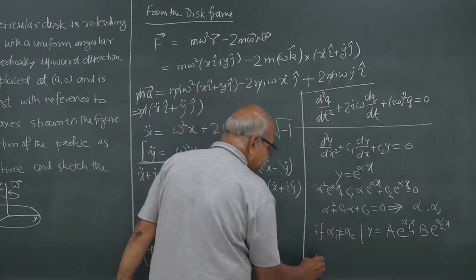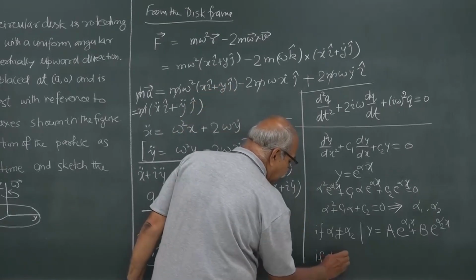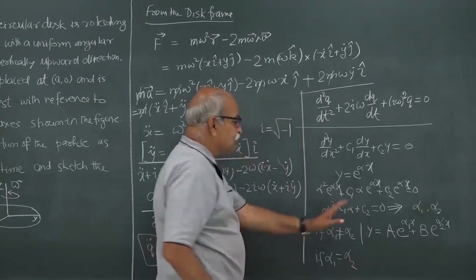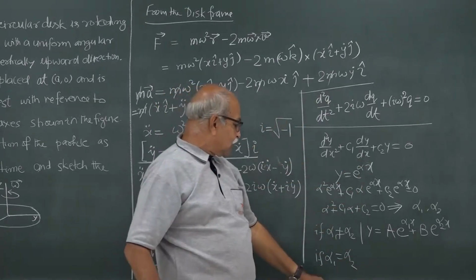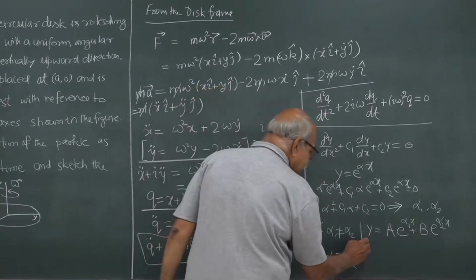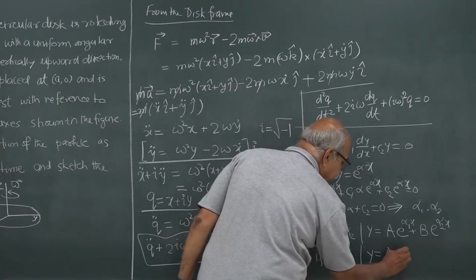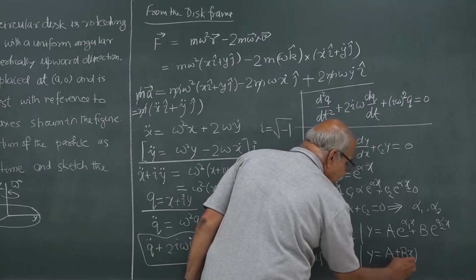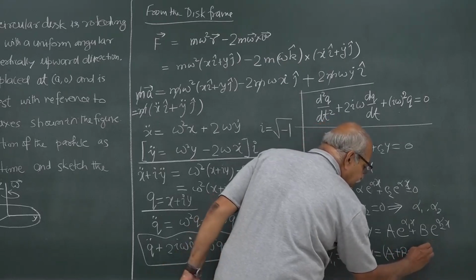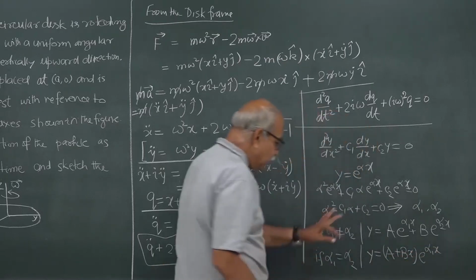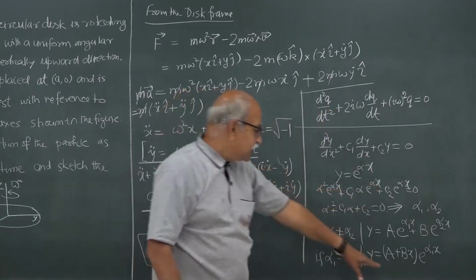But if alpha 1 is equal to alpha 2, that happens when your discriminant is 0 and all that. If that happens, then the rules are different. Then y is equal to a plus bx and then e power alpha x, whatever that, alpha 1 is equal to alpha 2. So both are equal, any one you put here.